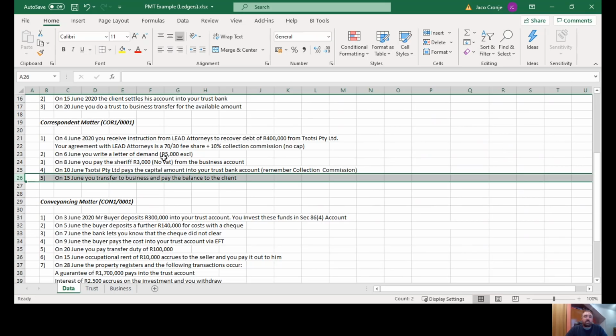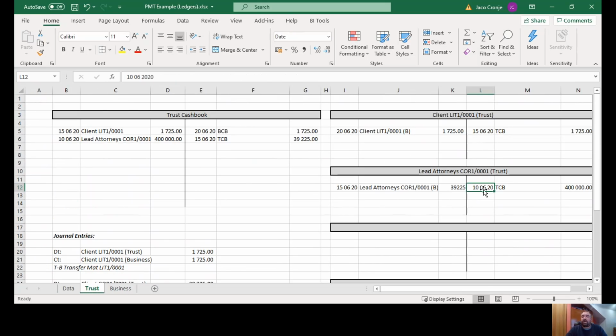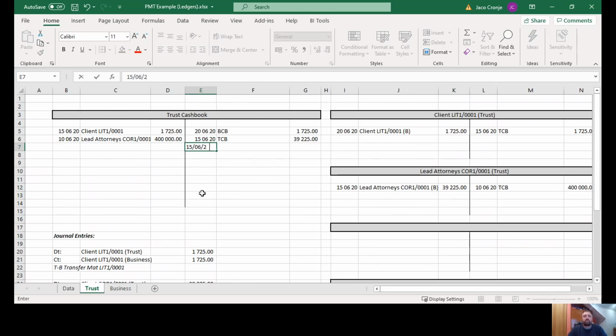Now, if I go to my data, there's one more step that we need to do here. It says pay the balance to the client. So in other words, I must pay out the remainder of these trust funds to the client. So how much do I have to pay them? Well, let's first start. Will there be a flow of cash for that payment? Yes, definitely. Money will go out of my trust cash book. And oh, I put the wrong description there. It should be BCB.